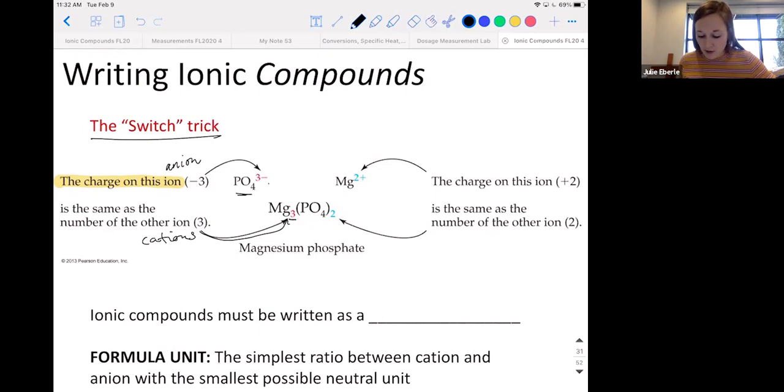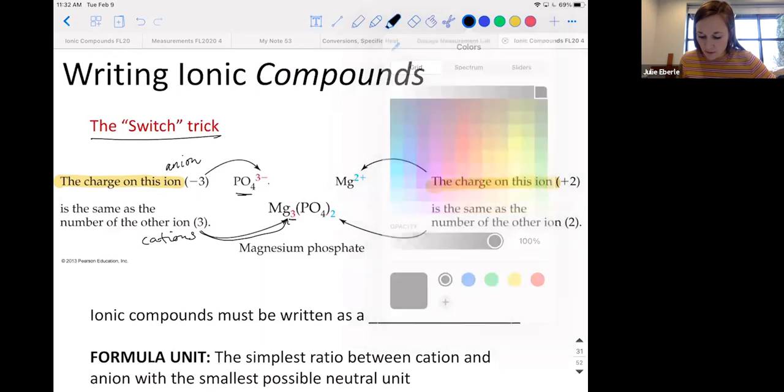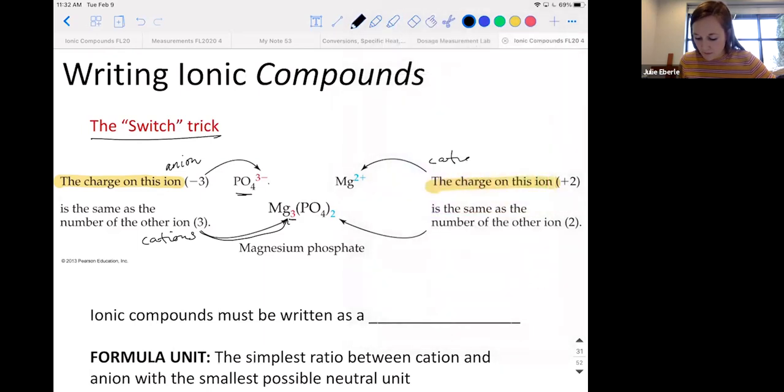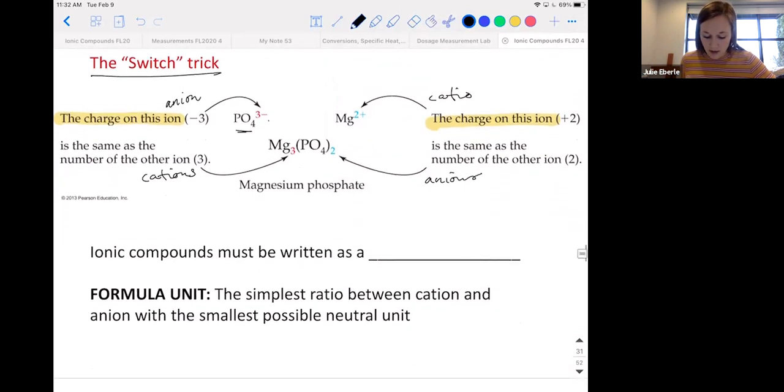And if we apply the switch trick to the charge on the cation, the charge on this cation is going to be the same number of anions that we need, right there and right there. And this is magnesium phosphate. So that is the switch trick, and it applies every single time. I've never met a time it didn't work.